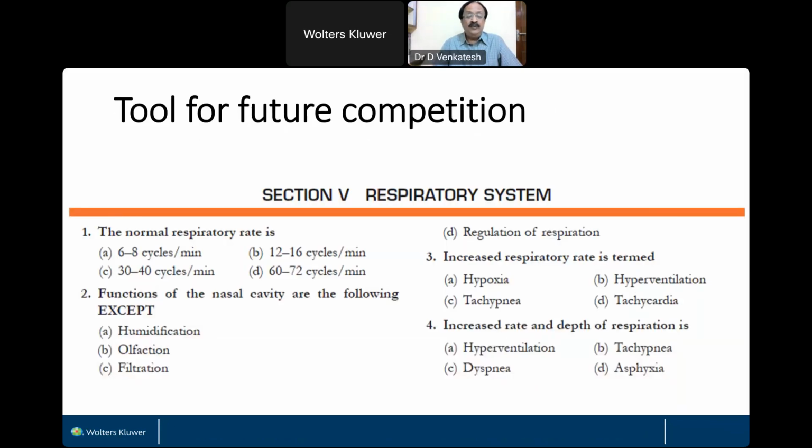Now, the tool for future competition: the majority of competitive exams depend on multiple choice, and these multiple choice questions can be of different categories.